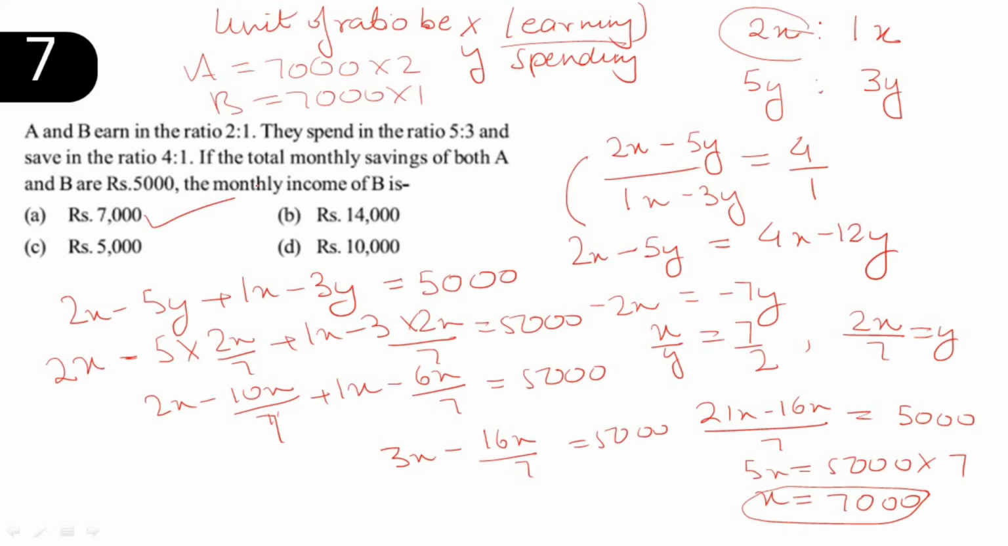We have to just keep in mind that earning is equal to spending plus saving. The ratio of earning is given, the ratio of expenditure is given. We have to just put the correct values in the ratio, and we will get our answer. Okay. Now the next question.